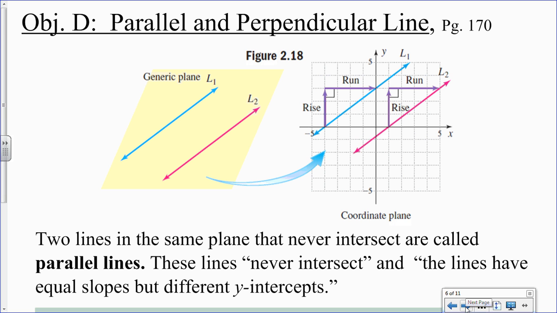So parallel and perpendicular lines. Okay, so this talks about two lines in the same plane, so any type of plane here. It makes more sense to look at it on a coordinate plane. If they never intersect, then they're parallel lines. What makes them never intersect is that they have the same slope, equal slopes.